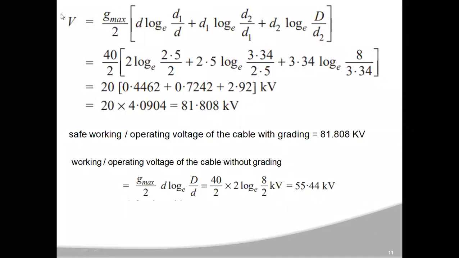So this is for the graded cable. Suppose you are not using grading of cables, then the operating voltage without grading will be equal to G max by 2 d ln capital D by d. Here also all the values are known. So the working voltage or operating voltage without grading is 55.44 kilovolts.